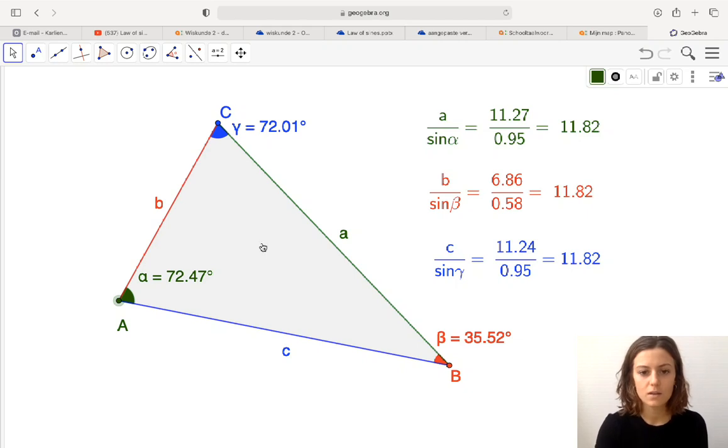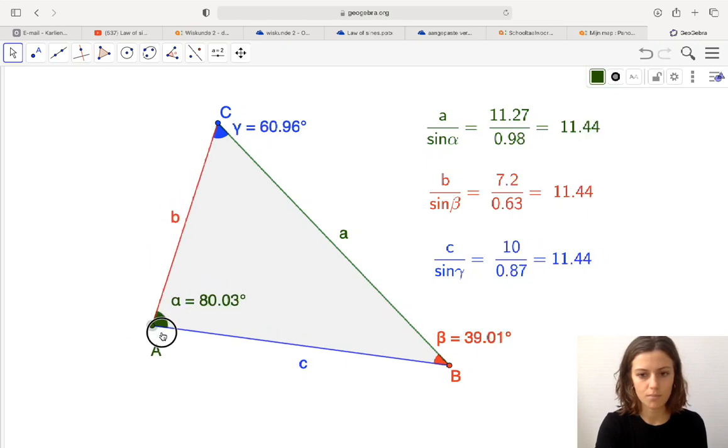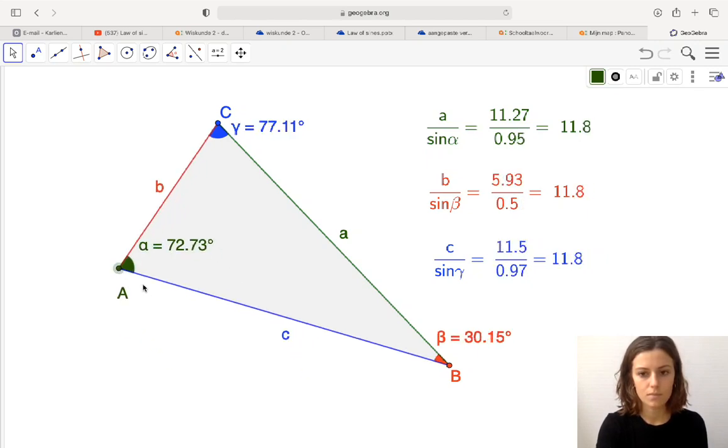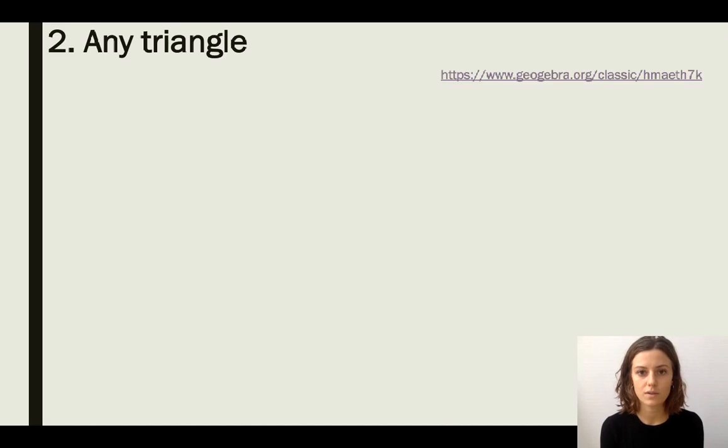We divide the side of a triangle by the sine of the opposite angle. What do you notice? We see that this always gives us the same value. The question now is, is that the case if we change the angles? We see that this always gives us the same value. This is what we call the law of sines, or the sine rule.